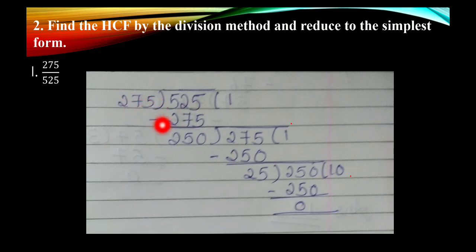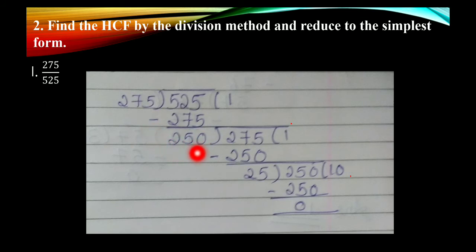Normally when we divide, we write the quotient up, right? Now in this method we will write the quotient on the right hand side. Again I am telling, I'll divide the bigger number by the smaller number. So the bigger number I will write inside, the smaller number outside. So 525 divided by 275. Once 275 is 275. When I subtract, I'll get 250 here.